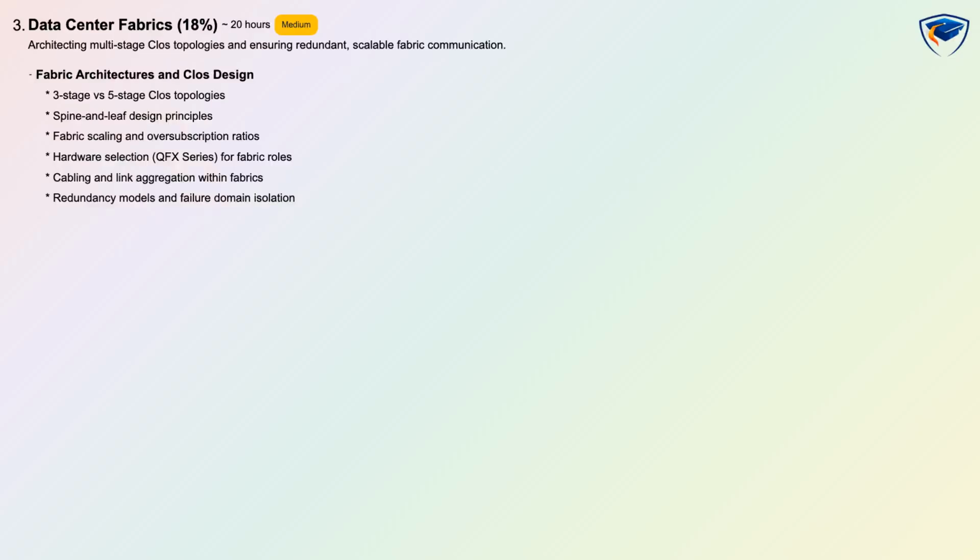You will learn multi-stage CLOS topologies and spine and leaf design principles that support scale and predictable latency, including the differences between 3-stage and 5-stage CLOS architectures. The domain covers fabric scaling and oversubscription ratios, hardware role selection such as QFX series choices, cabling and link aggregation strategies, and redundancy models with failure domain isolation to maintain uptime.